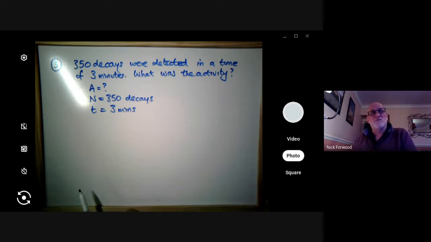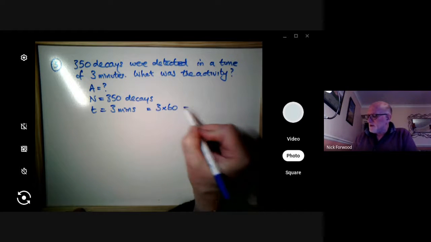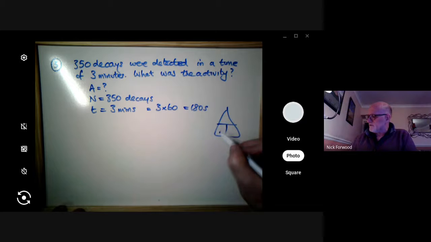So you have to say, right, there's 60 seconds in a minute. So 3 minutes must be 180. 3 times 60 is 180 seconds. So now you can go ahead and we can do the formula. It's the same formula, obviously. A equals N divided by T.